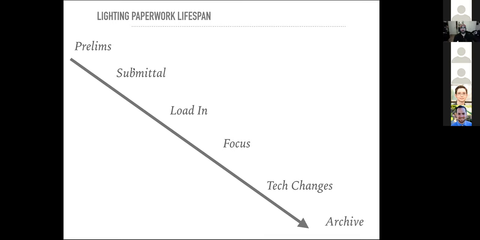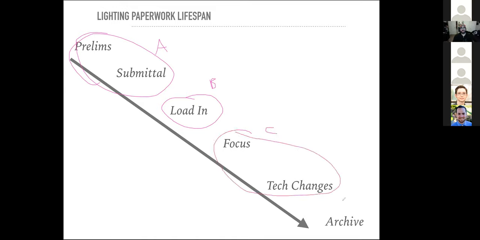I have letters and numbers. So basically anything that's in this prelim submittal phase here, this stuff right here, that's going to be A. Load-in is going to be B. Anything in during focus or tech, those are revision C, and anything in the archive is going to be D. And then within those, I might say A01, A02, excuse my bad mouse writing there, but you get the idea.